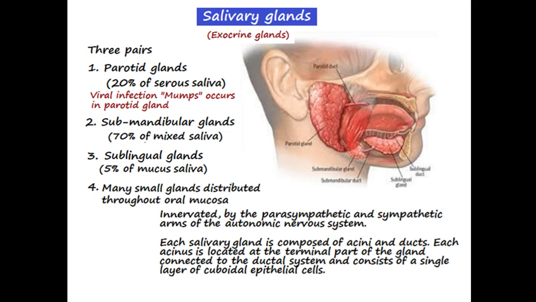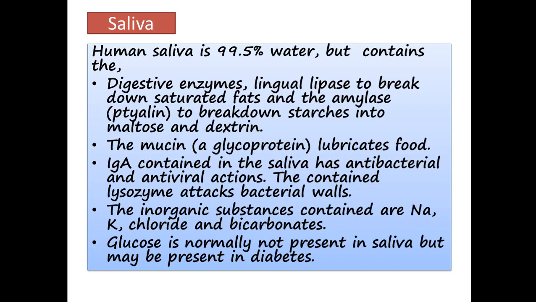The salivary glands are innervated by the parasympathetic and sympathetic arms of the autonomic nervous system. The parasympathetic stimulation causes salivation and increased secretion of the saliva. Anatomically and histologically, each salivary gland is composed of acini and ducts. The acini are located at the terminal position of the ducts, and they are connected to the duct system. The acini are lined by a single layer of cuboidal epithelial cells.